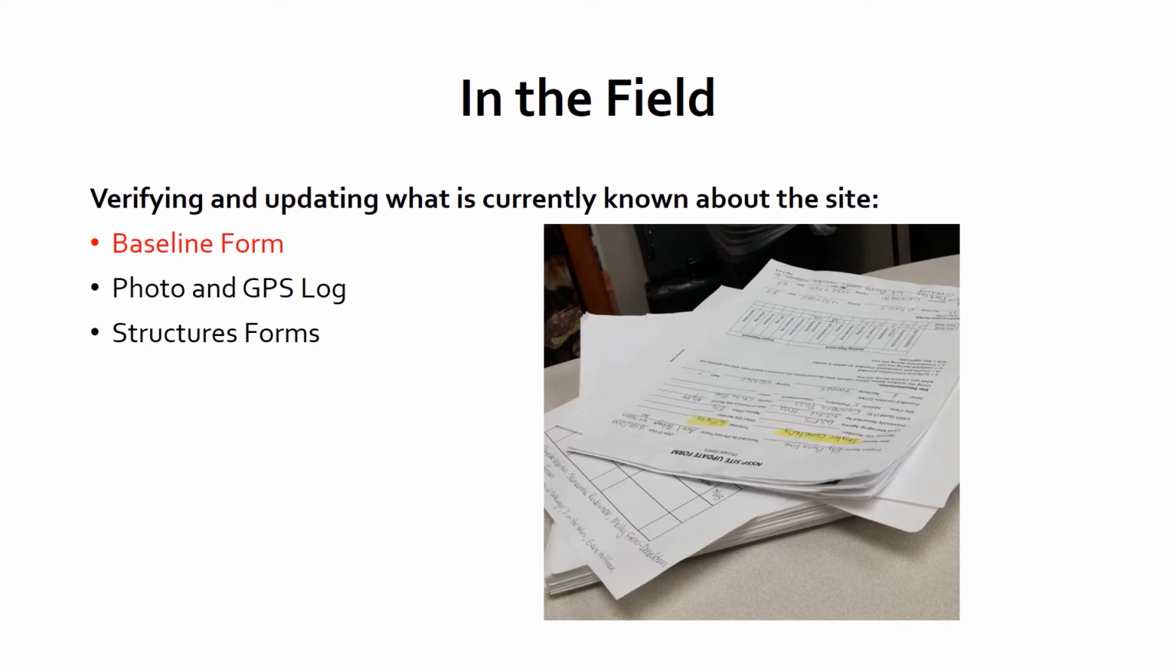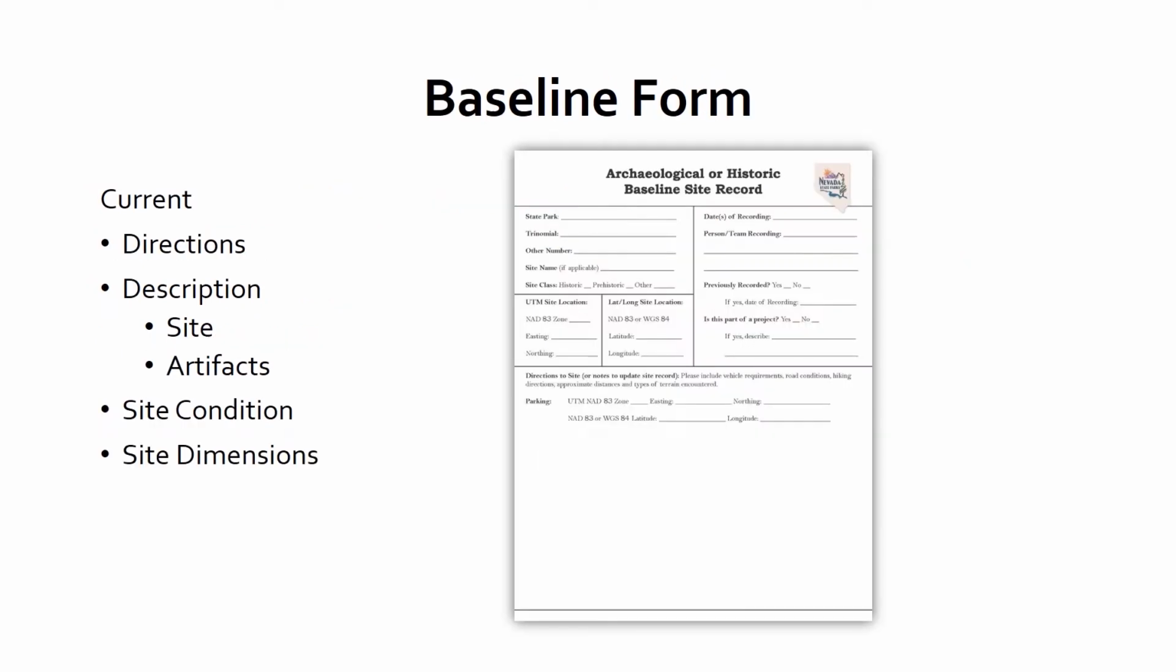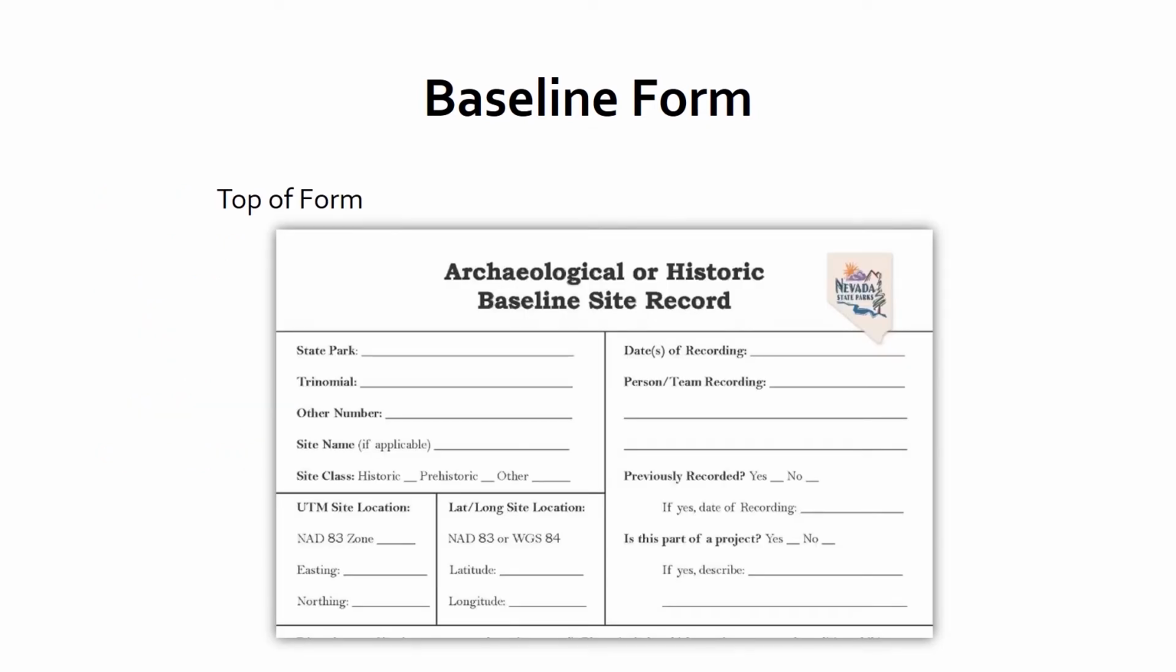Go out, and when you're out there, verify and update what's known about the site. So we have a baseline form to complete, a photo and GPS log, and the structures form. The baseline form looks like this. The front is to capture directions, the description of the site, including artifacts that are found, the site condition, and the dimensions. So on the top of the form, you're going to fill out which state park, the site number, the date that you went out, who was out together.